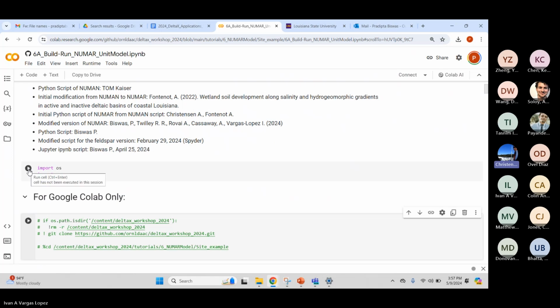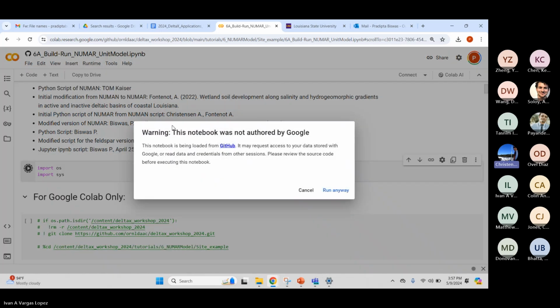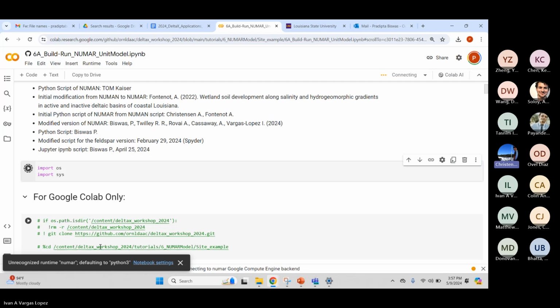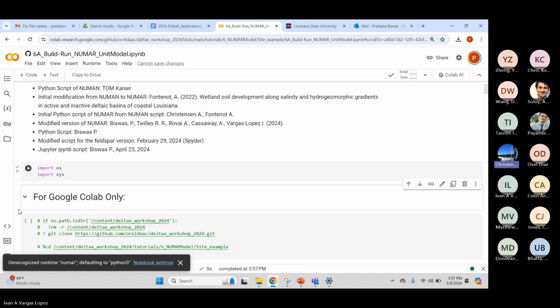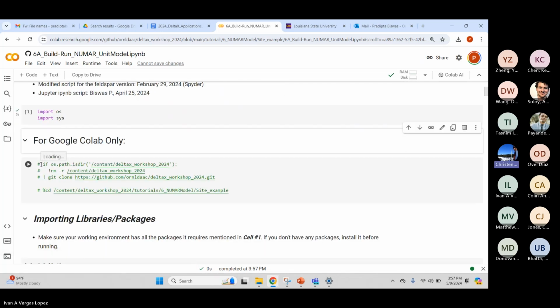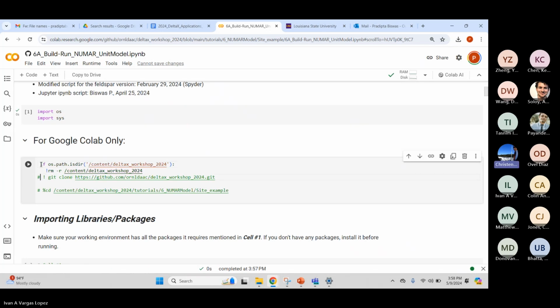You have to run each of the cells. Just hit the triangular sections. It will ask for permission, and you have to hit run anyway. The next two are currently commented out, but if you're running in Google Colab, you'll need to uncomment them. Uncommenting means you just have to remove the pound sign. So I'm removing all the pound signs and running it.